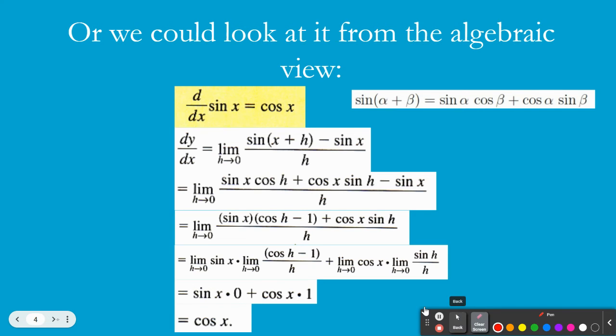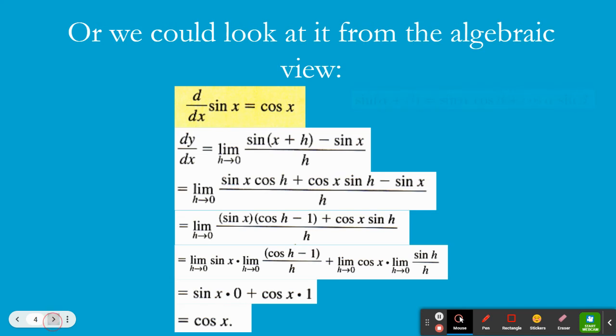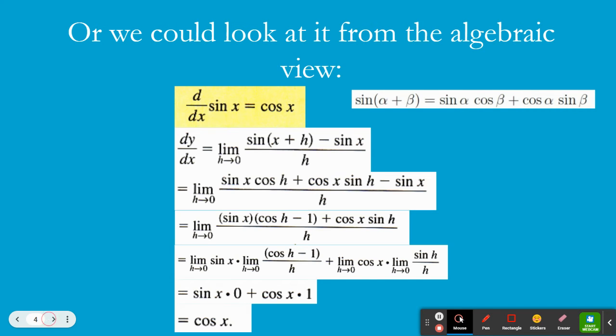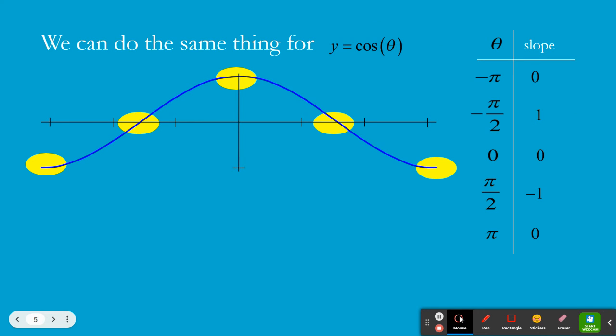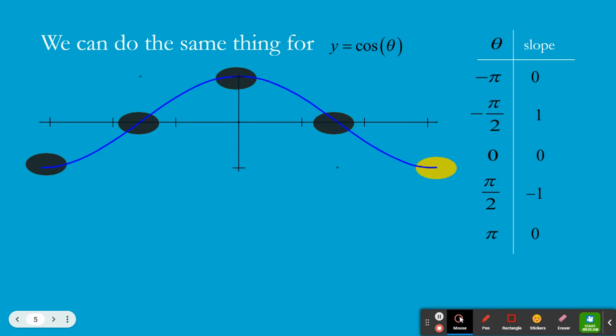Sorry, we'll do this. And we'll go with that. And got it. Next, we're going to do the same thing for the cosine function. And notice I'm determining my slope here to be 0, my slope here to be 1, my slope here to be 0 again, my slope here to be -1, and my slope at this point is going to be 0. And once again, I'm going to connect the dots on that.